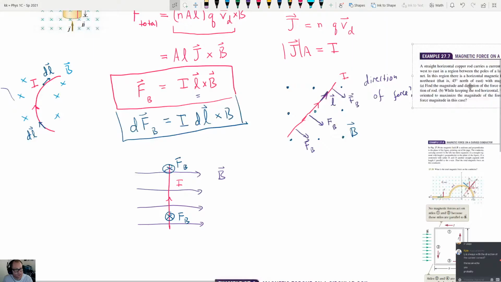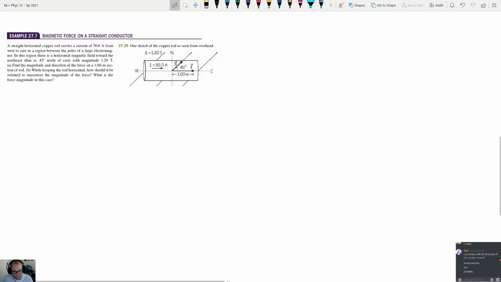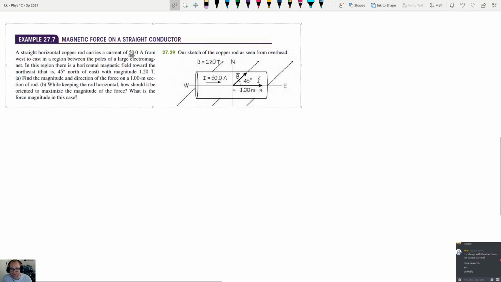Let's do a couple of calculations. Here is the first one. Let me shift all this junk over to the right so you can't see it. This is a pretty simple problem. A straight horizontal copper rod carries a current of 50 amps, which is a massive amount of current, from west to east in a region between the poles of a large electromagnet. In this region, there is a horizontal magnetic field toward the northeast, 45 degrees north of east. B are these vector lines drawn right here, and that's north, that's east, with a magnitude of 1.2 Tesla. We want to find the magnitude and direction of the force on a 1 meter section of the rod. Then, while keeping the rod horizontal, how should it be oriented to maximize the magnitude of the magnetic force, and what is the magnitude of the force in this case?